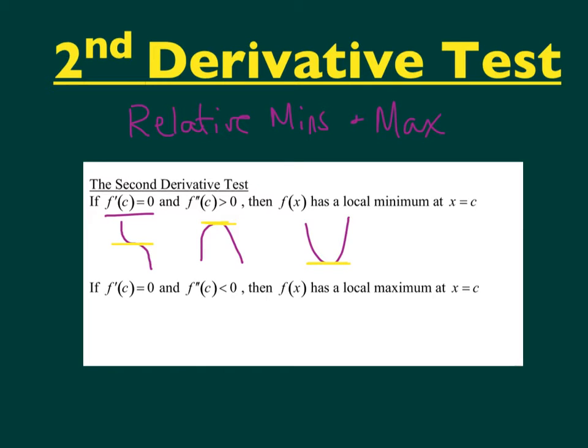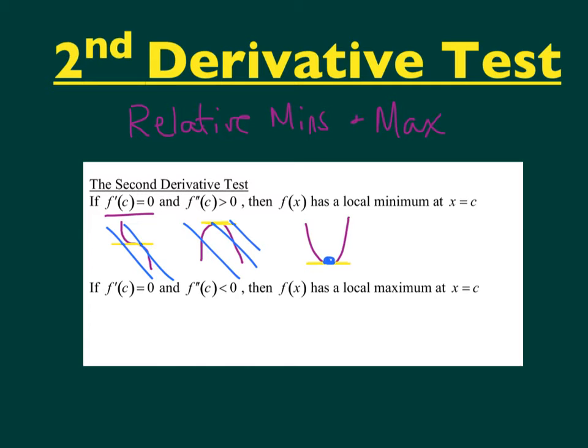Now the second part tells me that my second derivative needs to be positive. If my second derivative is positive, hopefully you realize that means it has to be concave up. So if I look at my three pictures, the first one is clearly not, the second one is clearly not, but the third one is. And look at what happens when you have a concave up graph and your first derivative is equal to 0. You end up with a minimum.